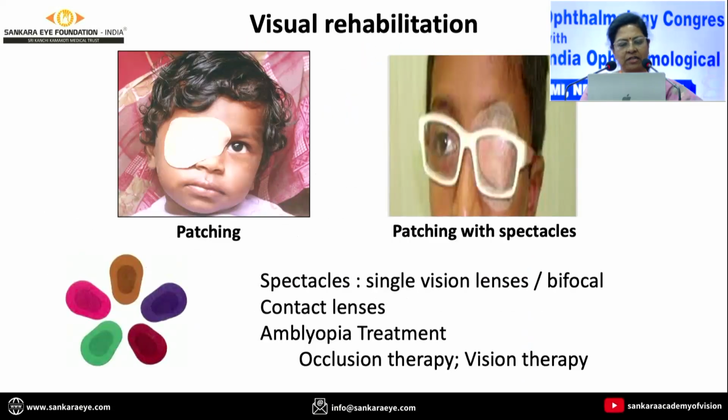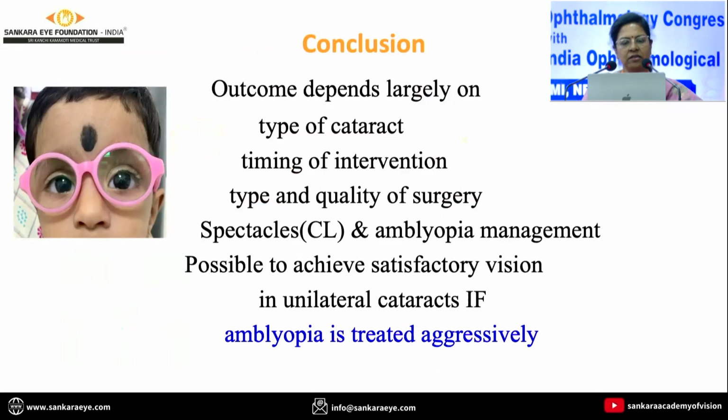So visual rehabilitation, as I said, is the most challenging, and amblyopia management is the most important thing, especially so in unilateral cases. Thank you very much.